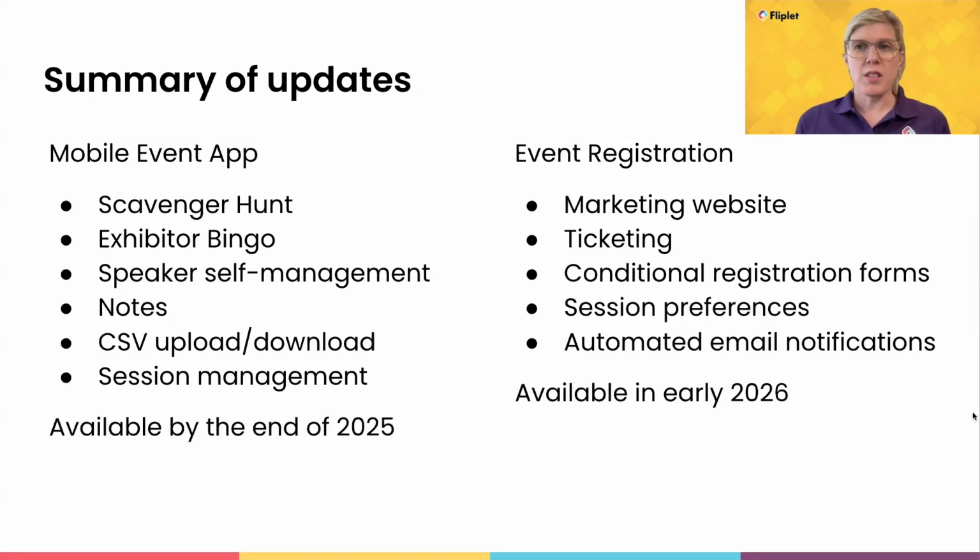So a summary of what I've discussed today, we've gone through the mobile event app showing the scavenger hunt, exhibitor bingo, speaker self-management, notes, and CSV upload and download. All of these will be available by the end of this year. And our event registration capabilities, looking at our marketing website, ticketing, conditional registration forms, session preferences, and then automated notifications. And we're hoping this will be available in early 2026.